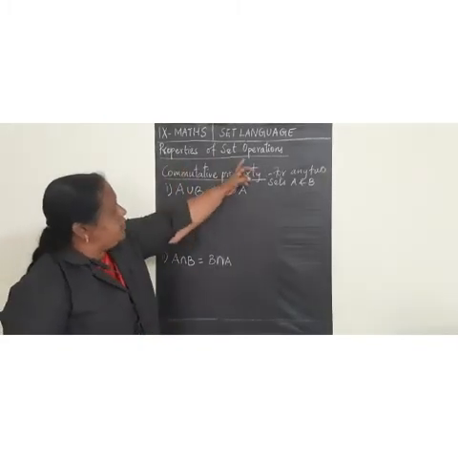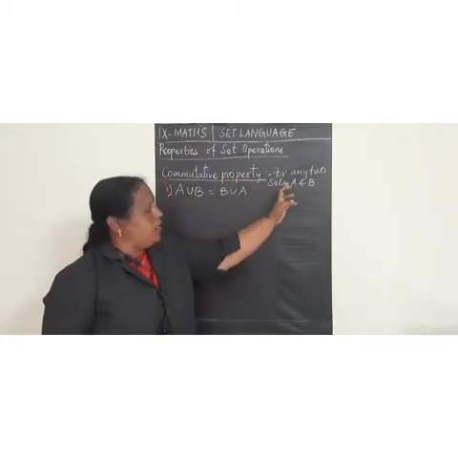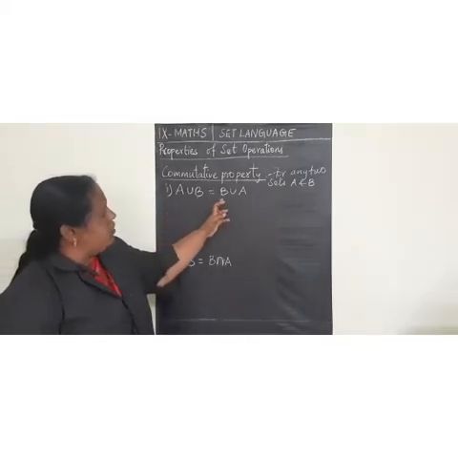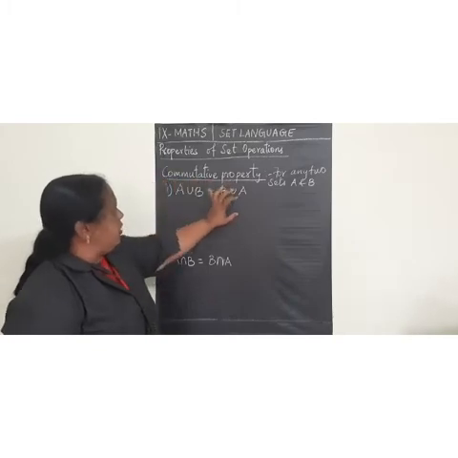Next, properties of set operations. The first one is the commutative property. For the commutative property, we take two sets A and B. That is, A union B is equal to B union A. This is the commutative property of union of two sets.